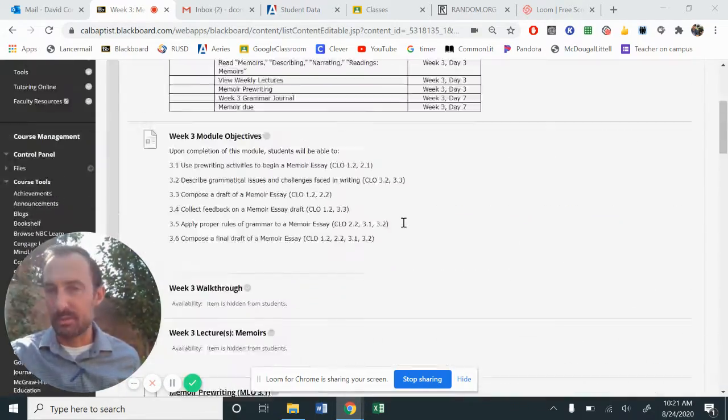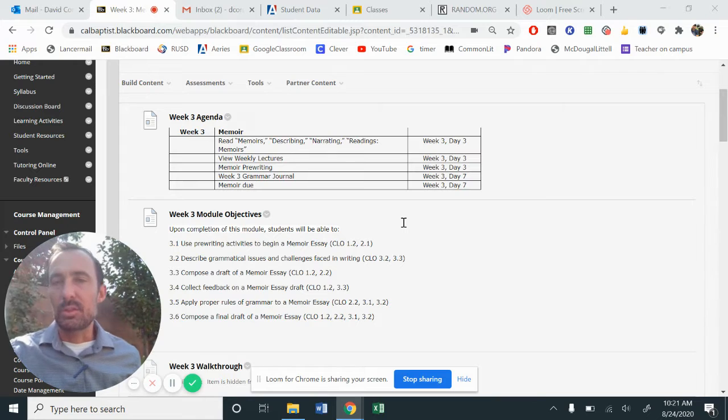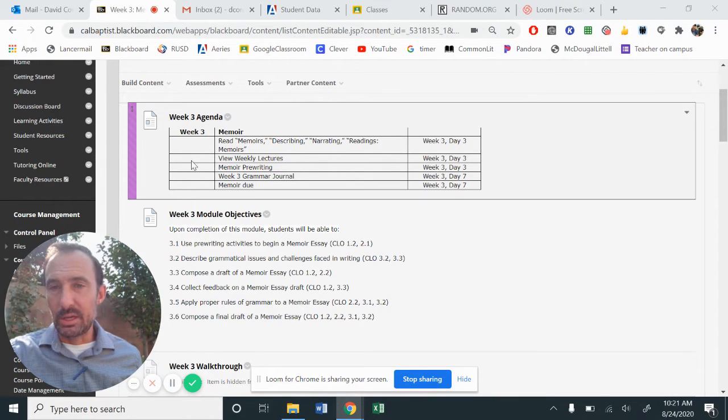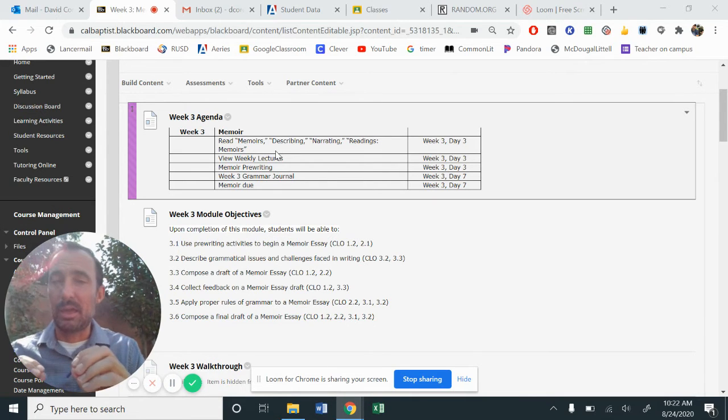Those are the components of this week. It's not overwhelming. You don't have to go out and search for anything. It's more internal. So this week, by day 3, we should be reading those items, watching the lectures, and doing that pre-writing. By day 7, we've got the evaluative journal for grammar. Looking at our writing, what are we doing? That grammar journal might actually be a good brain break from writing your memoir.